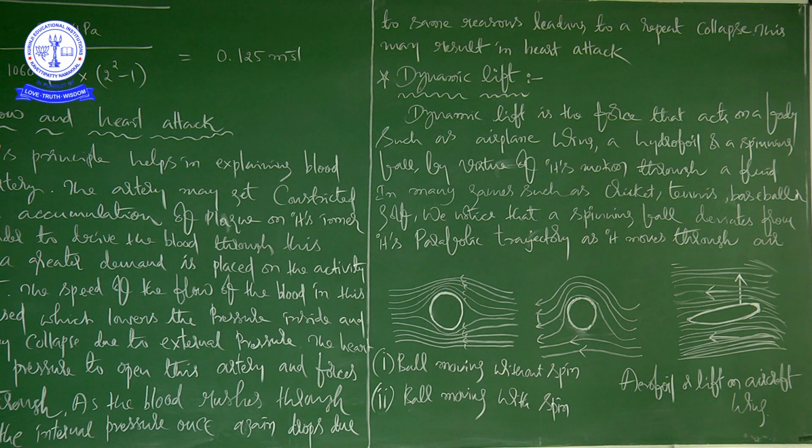Okay, that is it. And now, in many games, for example cricket, tennis, baseball, or golf, we notice that a spinning ball deviates its path. That is what you can call a parabolic trajectory as it moves through air. Right. Now we are going to discuss two important cases: one is a ball moving without spin, and the other is a ball moving with spin.